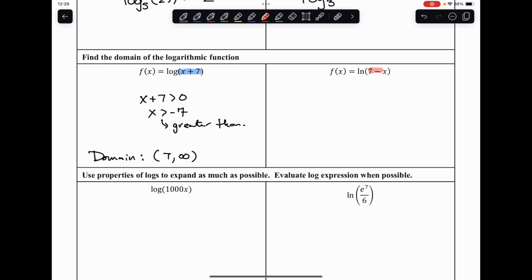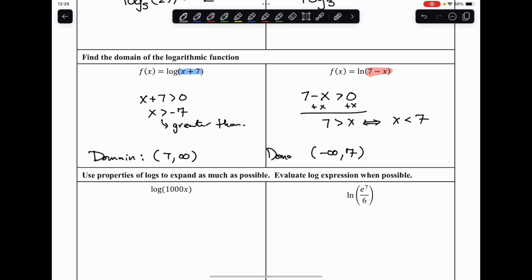And we do the same thing on the one on the right. Regardless if it's ln, natural log is still a log. We get the value of our log and have it be greater than 0. So 7 minus x has to be greater than 0. So here I would add the x to both sides, that's probably easier to do. And 7 is greater than x. And if 7 is greater than x, that means that x is less than 7. So the values less than 7 are from -infinity to 7 in interval notation. So our domain in interval notation will be written like this.